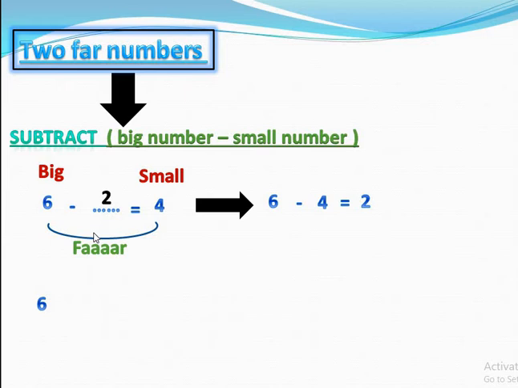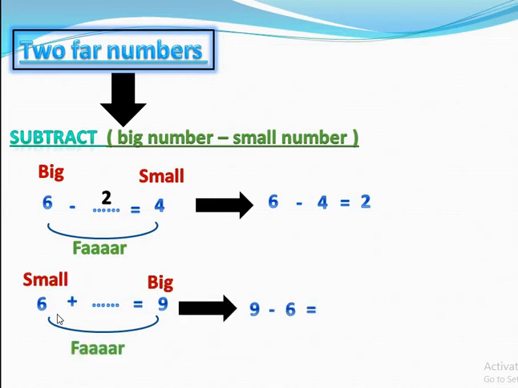If we have 6 plus space equals 9. So 6 and 9, we have a space between them. So we call these two numbers far numbers. As usual, if we have far numbers, we are going to subtract the two numbers. So big minus small, 9 minus 6 equals 3. So 3 is the missing number.